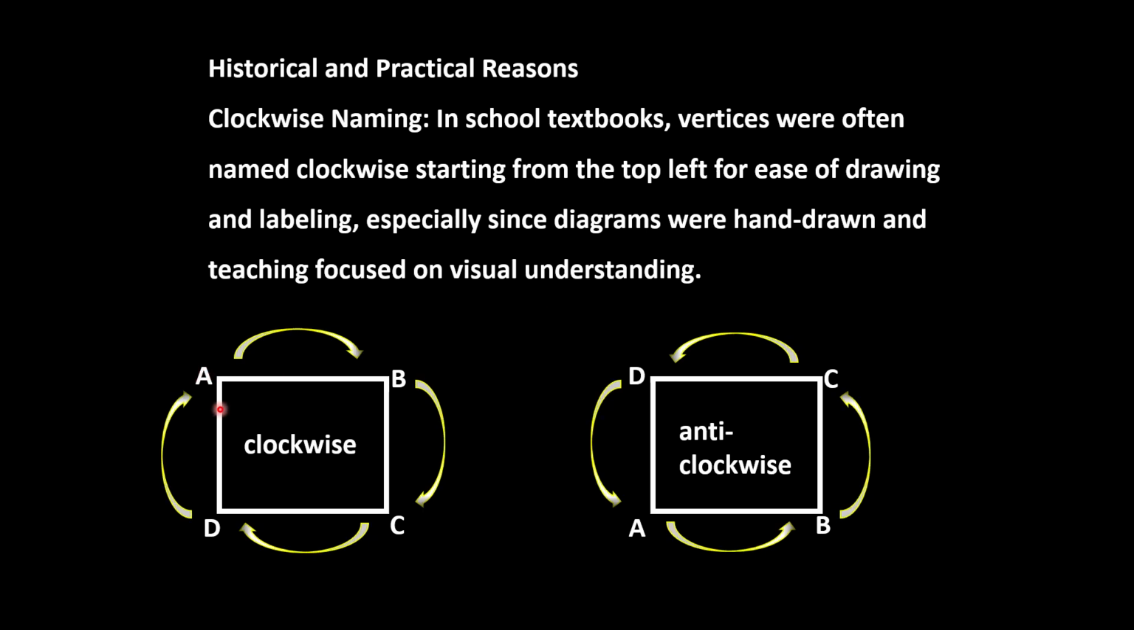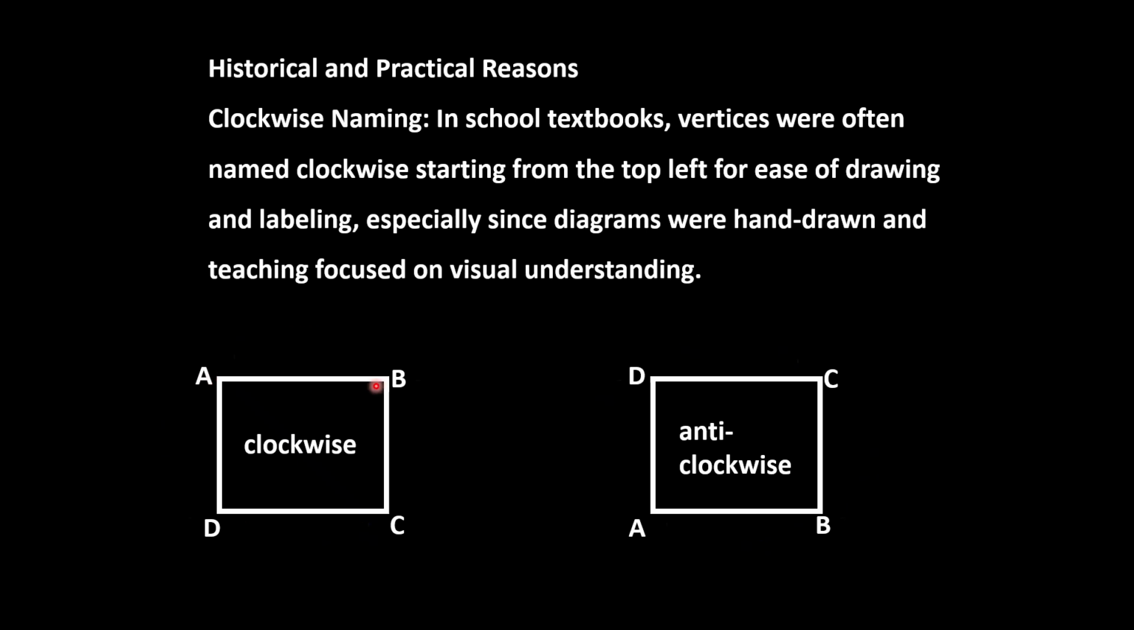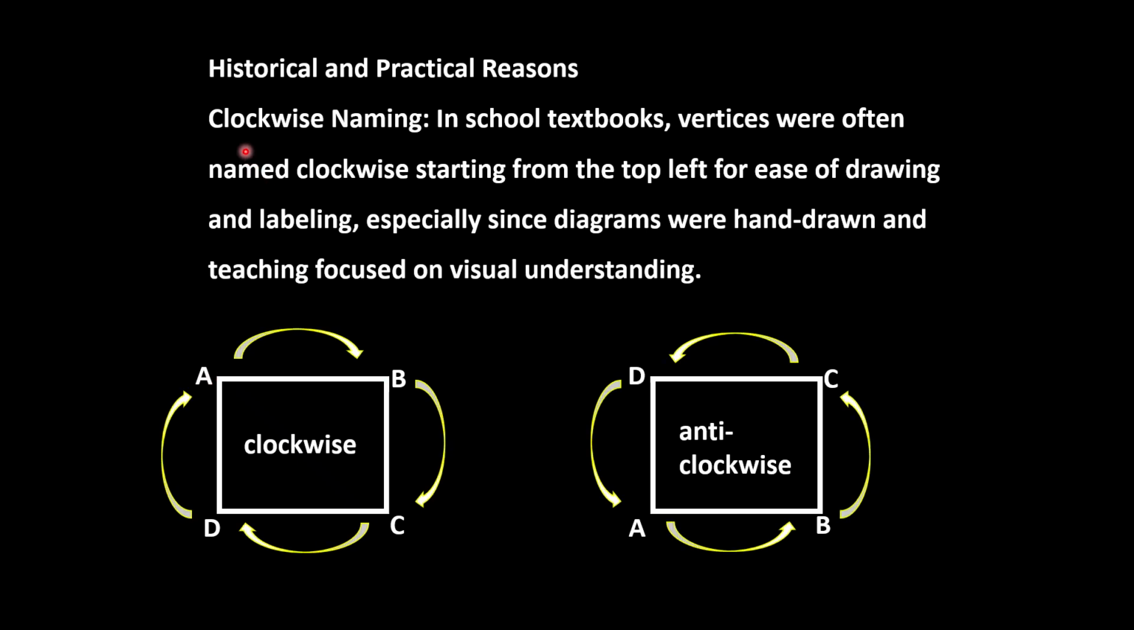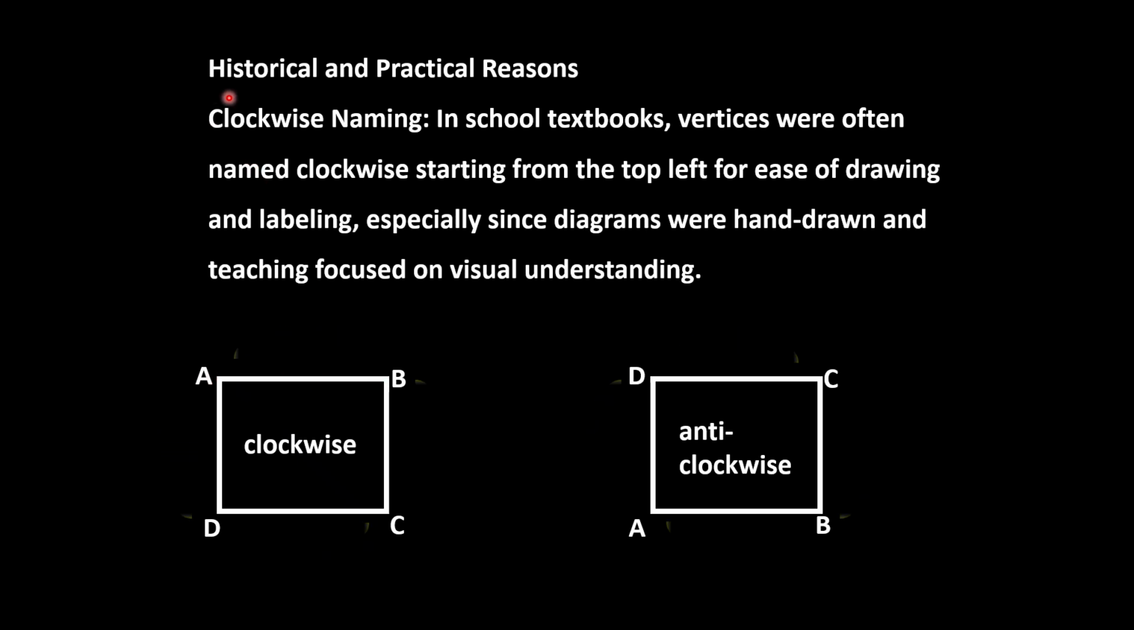Starting at the top left A and then moving towards the right. This is the way in which we write an English paragraph. Look at this paragraph above. Historical and practical reasons, clockwise naming, school textbooks. This paragraph, we have started at the top left and then we move towards the right and end at the right margin. So the same thing they wanted to maintain.